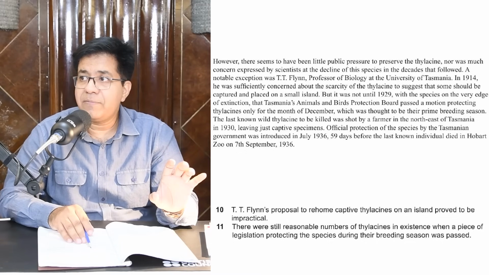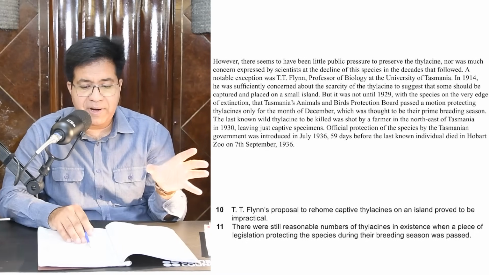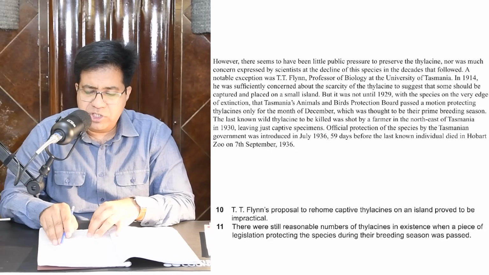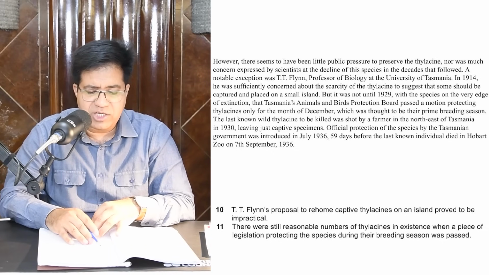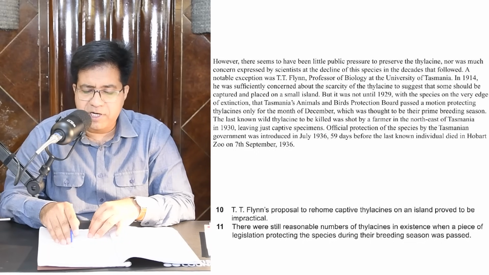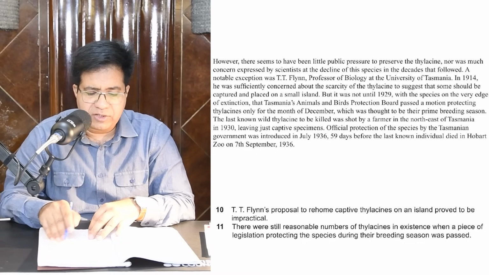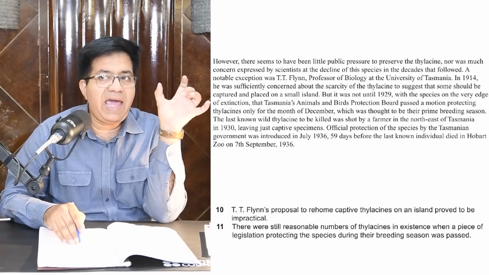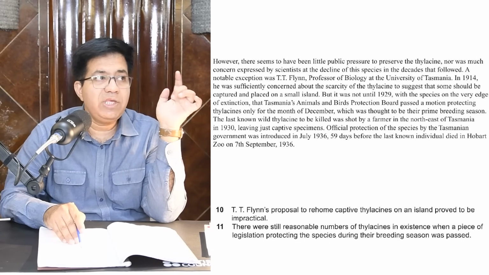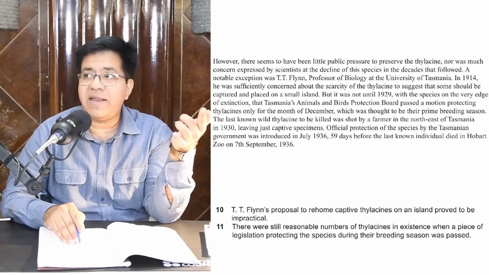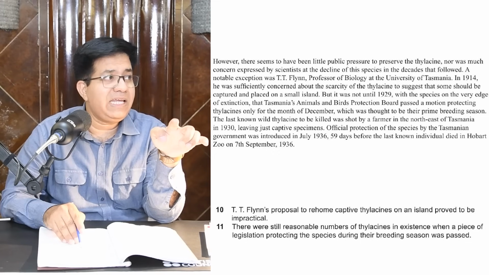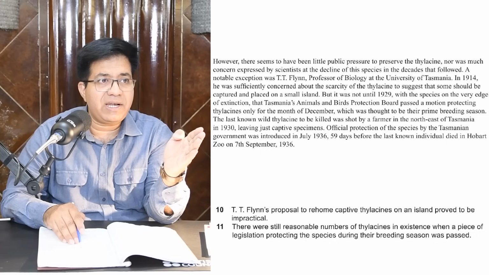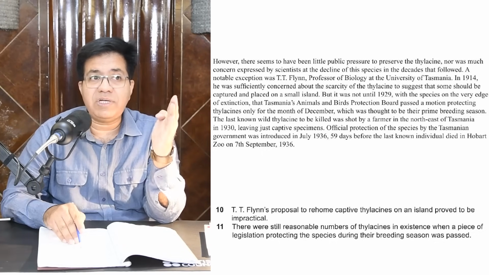Now what do we need to check? Whether his proposal proved practical or impractical. We read on. But it was not until 1920, with the species on the very edge of extinction, that Tasmania's Animals and Bird Protection Board passed a motion protecting thylacine only for a few months of December and all that. Now tell me, did they act upon his proposal? He only suggested. Now, when they did not act upon his proposal, is there any information that the proposal proved to be practical or impractical? There is no information. So what is the answer?